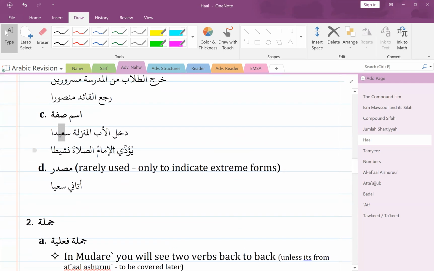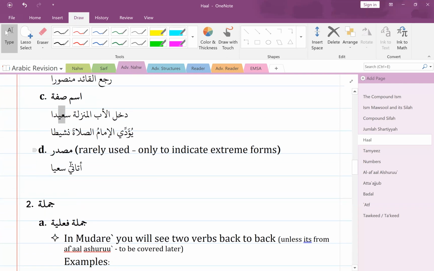So those are the common kinds of hal. Ism maf'ul, ism fa'il, ism sifa. Those are common. And especially ism fa'il, the most common. Then you have masdar. I couldn't find enough examples for this because it rarely happens. And when it is used, it is only used to indicate extreme forms, like I said. So أتاني سعيا, he came to me jogging, but the way he was jogging was so extreme that I used the masdar form. أتاني سعيا. So سعى يسعى سعيا. When I use the masdar, it basically exaggerates how he was doing it.